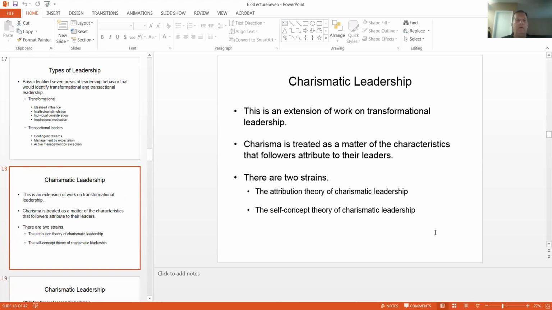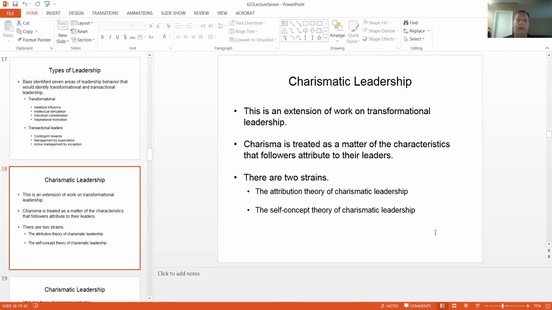And almost every group without fail is able to identify charismatic leaders. Almost everyone's had this type of relationship. Charismatic leadership is kind of an extension of transformational leadership, where we look at the attributes of that leader, the personal characteristics and the charisma of that leader, and the leader kind of leads based upon their personality.